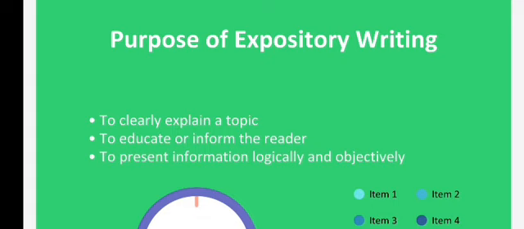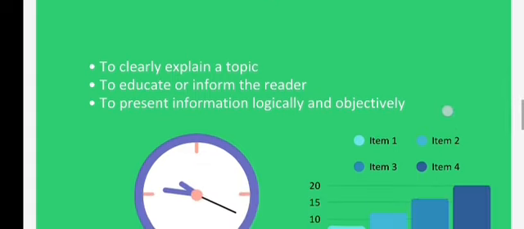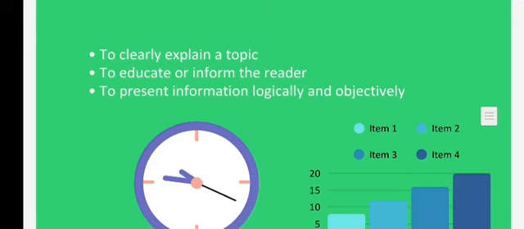So let's discuss the purpose of expository writing. The purpose is to clearly explain a topic. Now, clarity means clarity of thought and clarity of presentation. Clarity of thought means the idea must be clear in the writer's mind. And secondly, clear logical presentation: correct grammatical structures must be used by the writer to make the topic clearer for the reader.